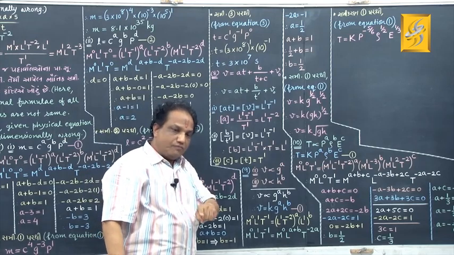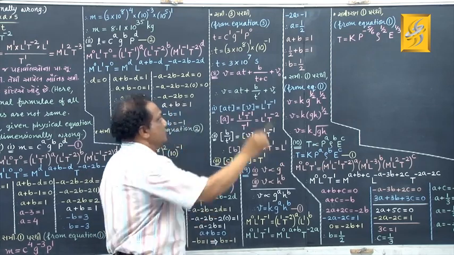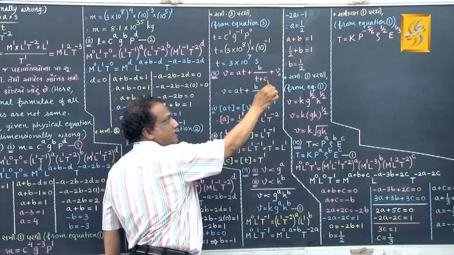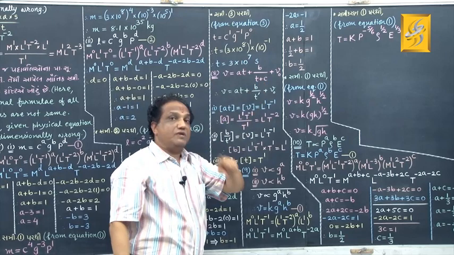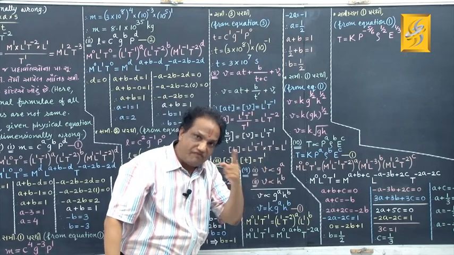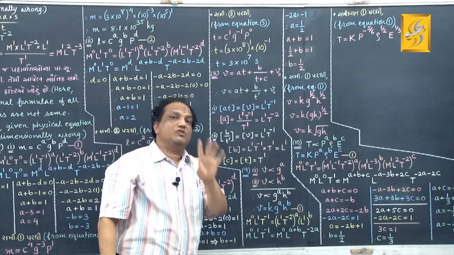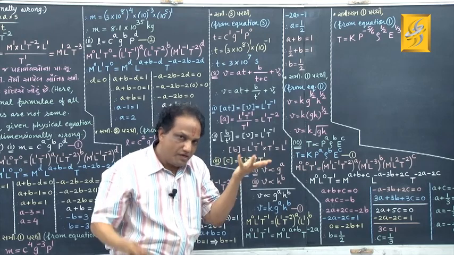We are asked to find out the dimensional formula for small a, small b and small c, taking into consideration that the given physical equation is dimensionally correct. Based upon that fact, we are supposed to find out the dimensional formula of small a, small b, small c. Let us find out.